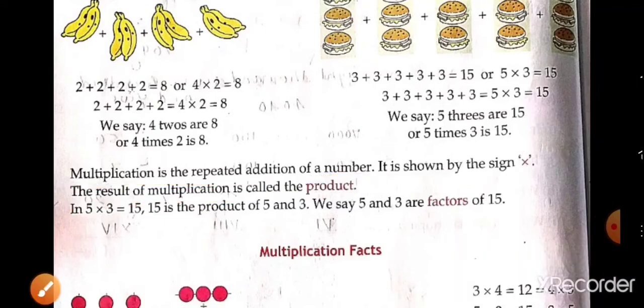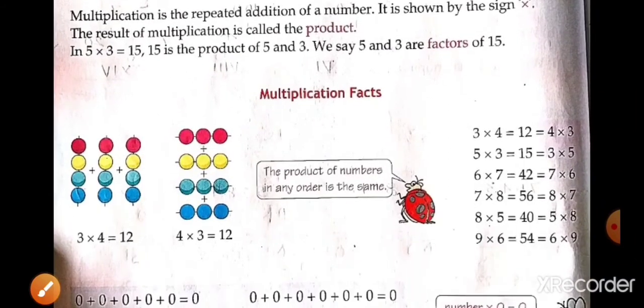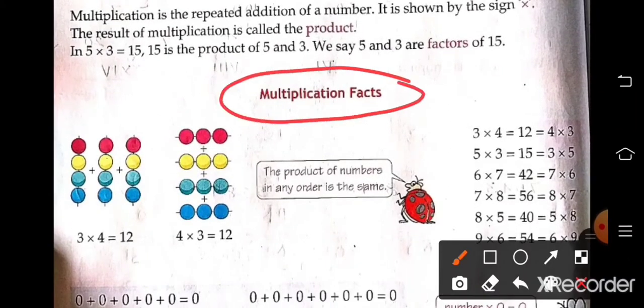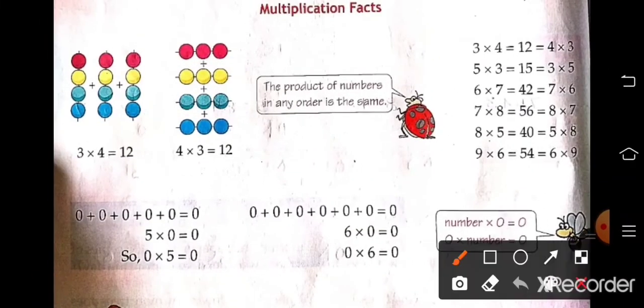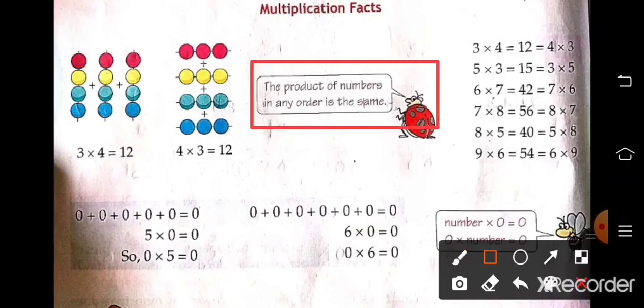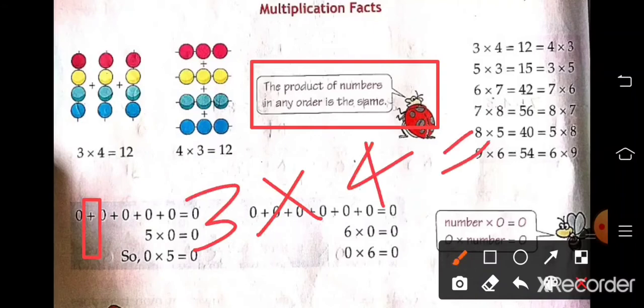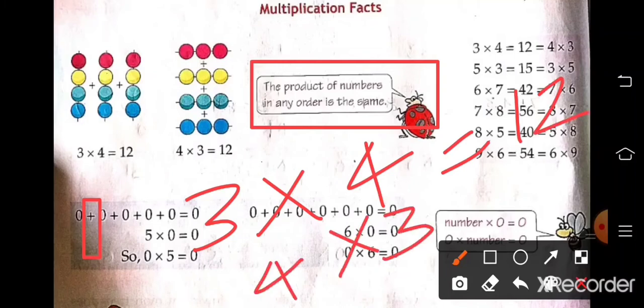Okay, now here are some multiplication facts. First is the product of numbers in any order is the same. Okay, means 3 multiply 4 equal to 12, 4 3s are 12, or 4 multiply 3 equal to 12. Okay, the product will be same in any order.